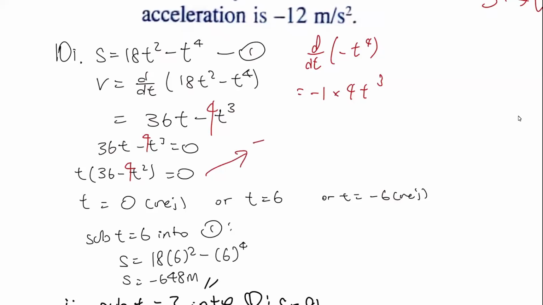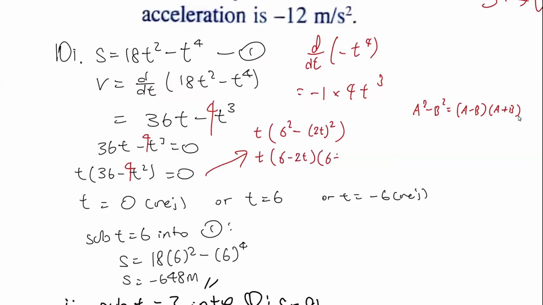So there are 2 more roots, actually, t equal to 0 or 36 minus 4t squared equals 0. You could actually, you know what, let's just factorize it a bit more before we solve. So t times 36 is 6 squared, 4t squared is actually (2t) squared, like this. a squared minus b squared will give you (a minus b)(a plus b). Then this becomes (6 minus 2t)(6 plus 2t). Okay. Yeah, then from there you can solve t equals 0 or 6 minus 2t equals 0, which gives you t equals 3, t equals negative 3.